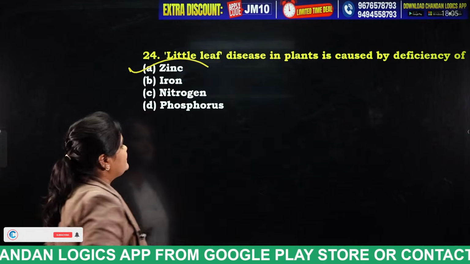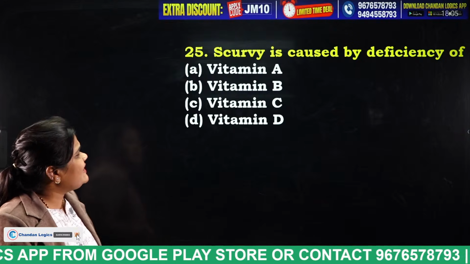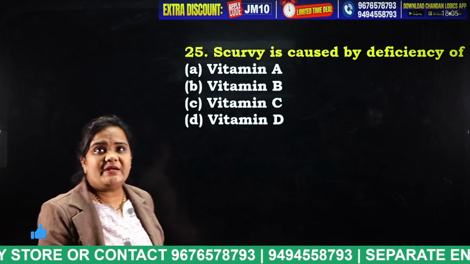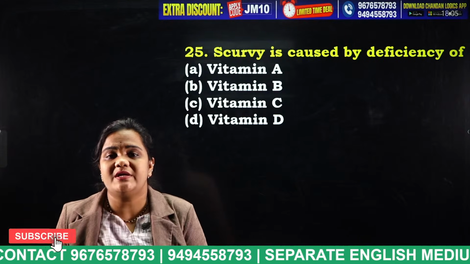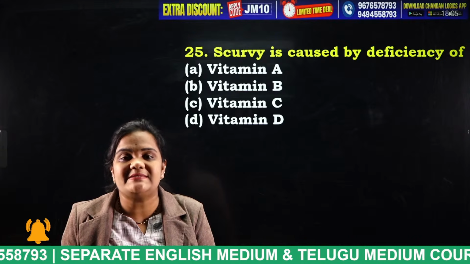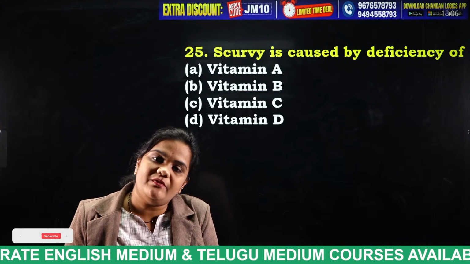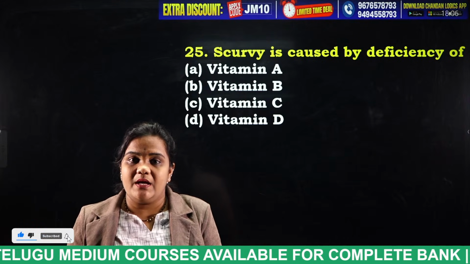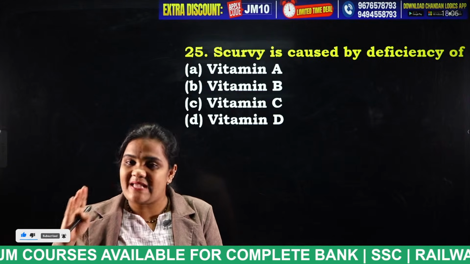Okay. What is the answer? Zinc deficiency. Scurvy is caused by the deficiency of vitamin A, vitamin B, vitamin C, vitamin D. What is the answer for this question? In general, we have two types of vitamins. The term vitamins was coined by C.M. Funk. Water soluble vitamins and fat soluble vitamins. Water soluble vitamins are vitamin B complex and vitamin C.